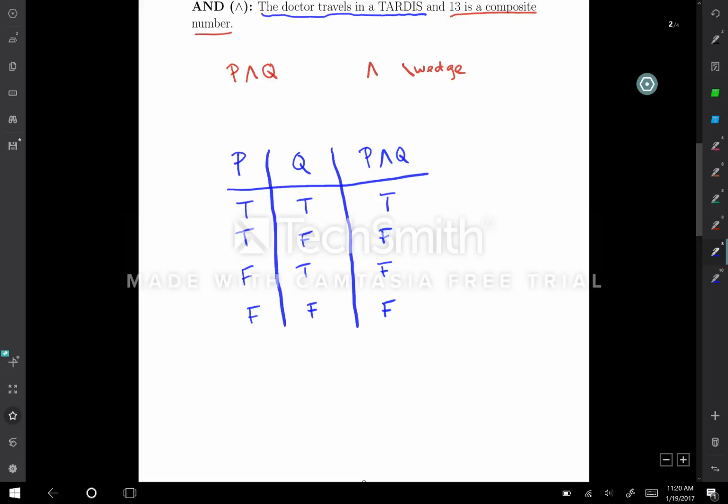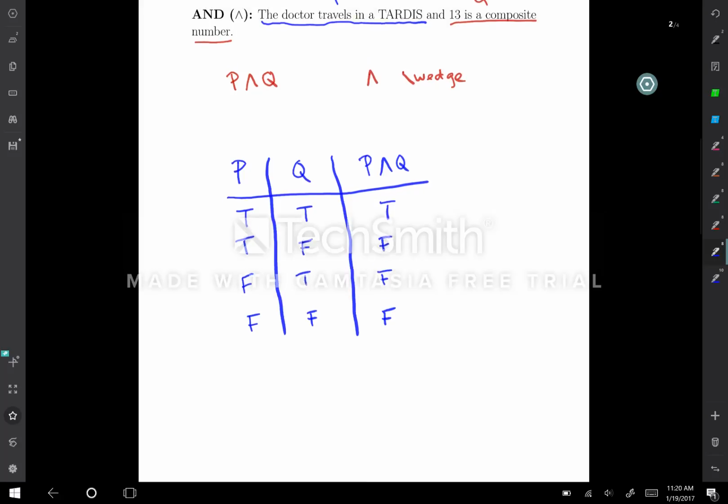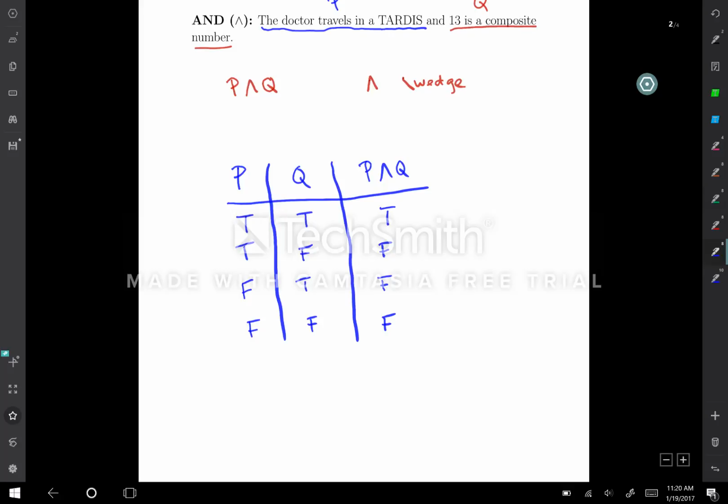So if any part of a compound statement that's joined with an and is false, then the whole statement is false. In this case, the doctor travels in a TARDIS is true. 13 is a composite number is false. So our statement falls into this line of the truth table, meaning that the overall statement is false.